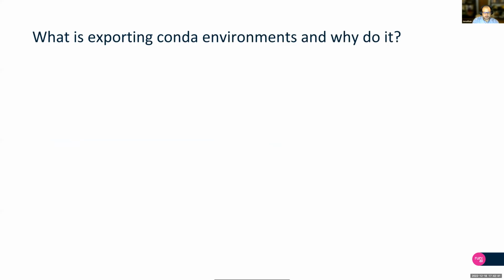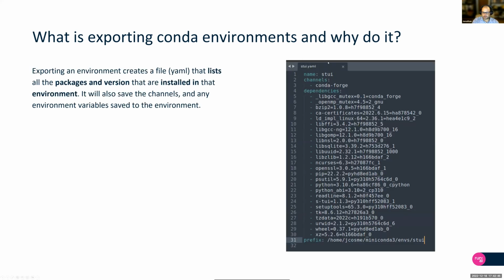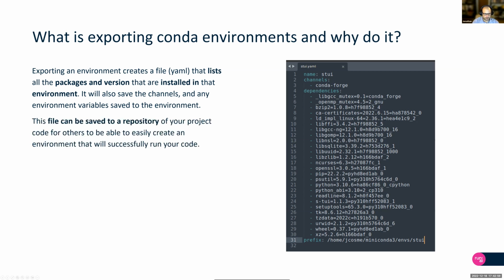So what is exporting a Conda environment and why should we do it? Whenever you export an environment, it's going to create a YAML file. It's going to have the name of the environment, the channels that were used to create that environment, and a list of all the software and the versions that were in that environment. So you can save this file to a repository, with your project code, so that others can easily recreate that environment and successfully run your code.